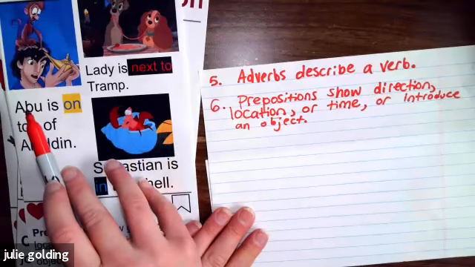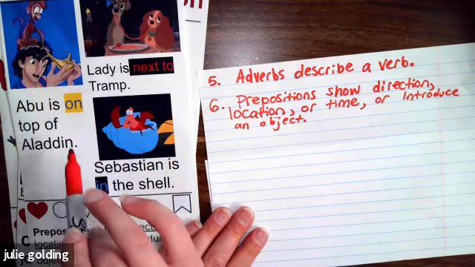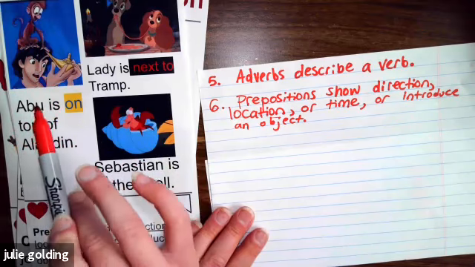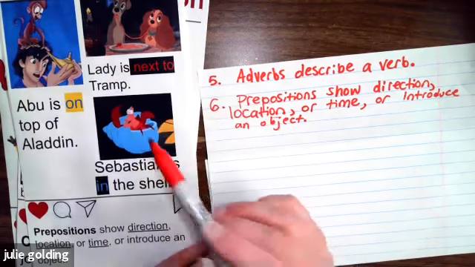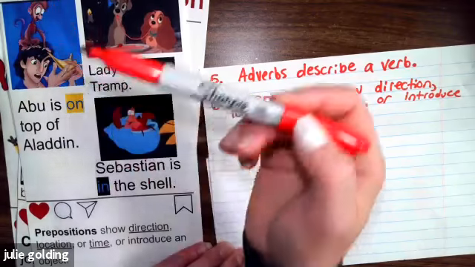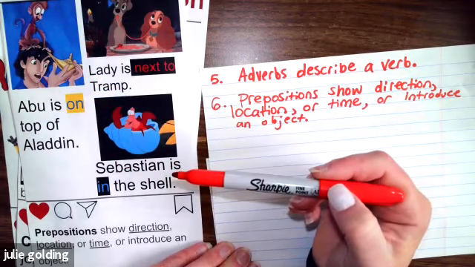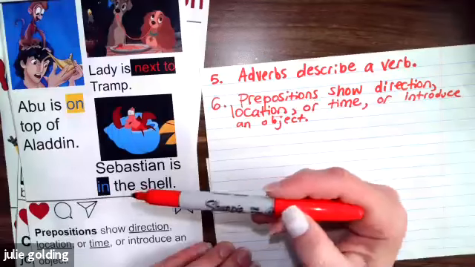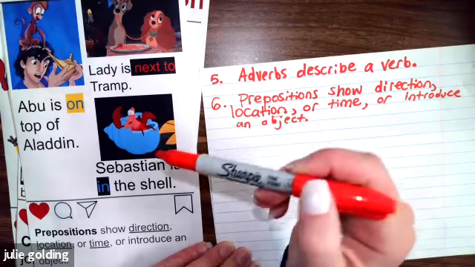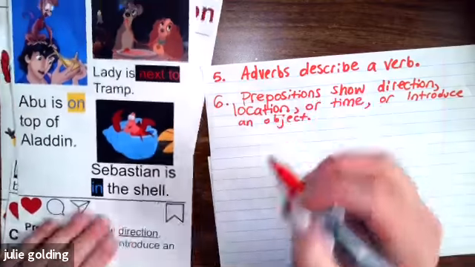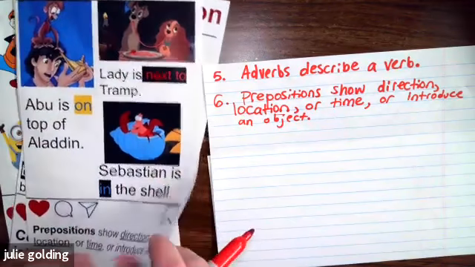Here is another one. Abu, that's the monkey. Abu is on top of Aladdin. Repeat after me. Abu is on top of Aladdin. Where is Abu? He is on top of Aladdin. Sebastian is in the shell. Where is Sebastian? In the shell. Again, I will have another video that goes through all of the prepositions.